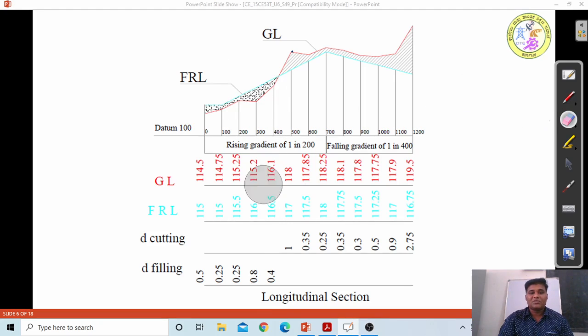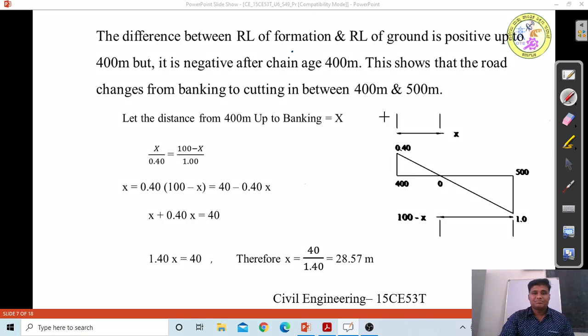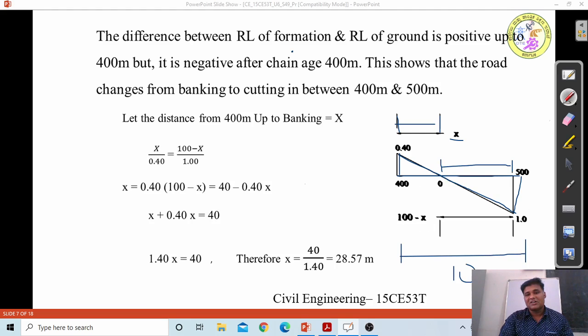This distance will be found out by using the principle of similar triangles. This is the formation line, this is the ground level, 0.4 meter and 1 meter. 1 meter is cutting and 0.4 meter is filling. I am going to join the line and call from here to here x, and from here to here 100 minus x. Why? Because the interval is 500 minus 400, which is 100.